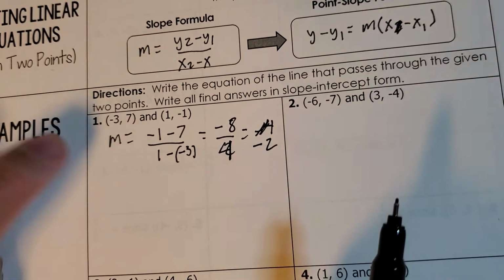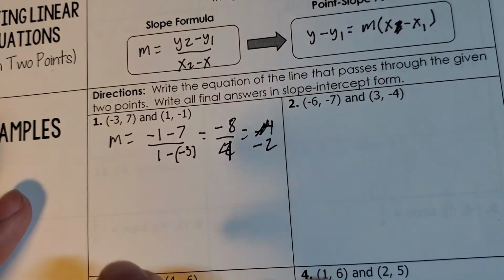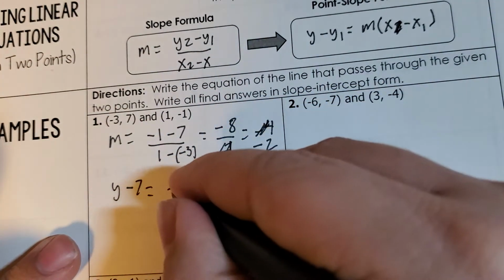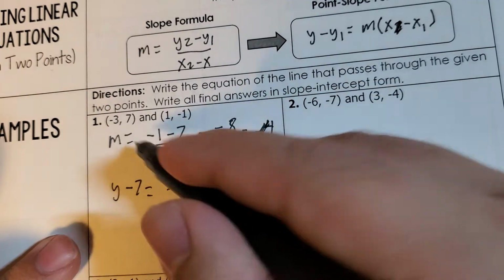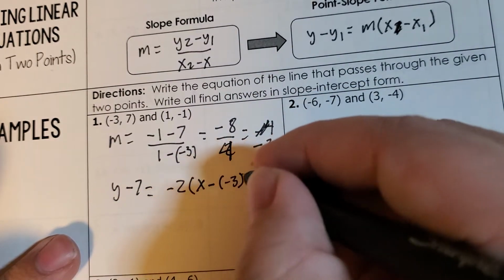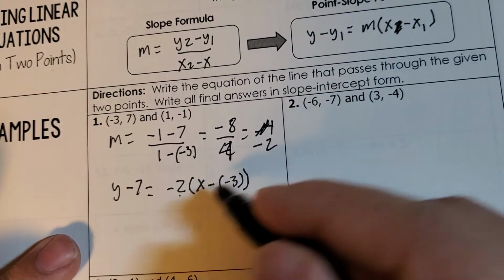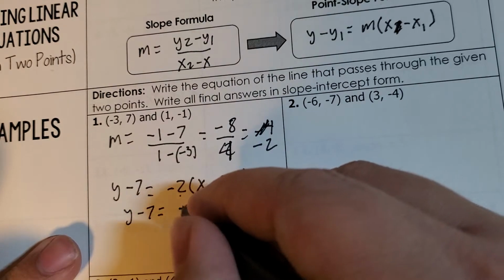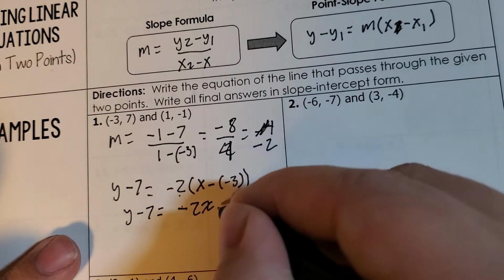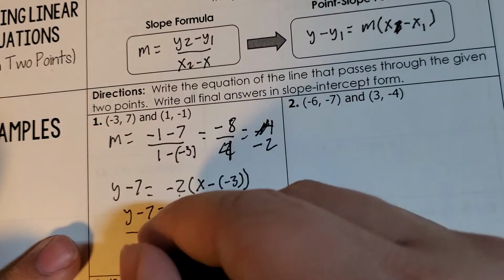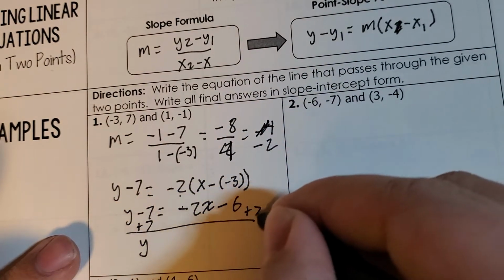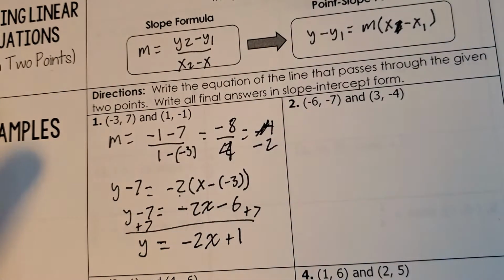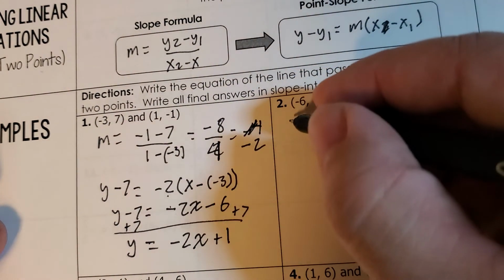It doesn't really matter which one we use. I'm just going to use the first one because it's there. And we're going to plug that in. So y minus 7 equals the slope times x minus -3. Then we're applying that in there, and we get y minus 7 equals -2x minus 6, and then we're just adding that plus 7 to both sides, and we get y equals -2x plus 1.